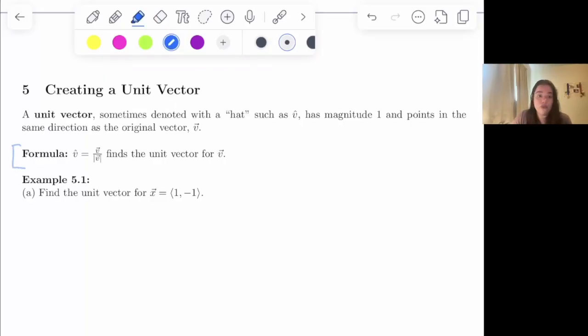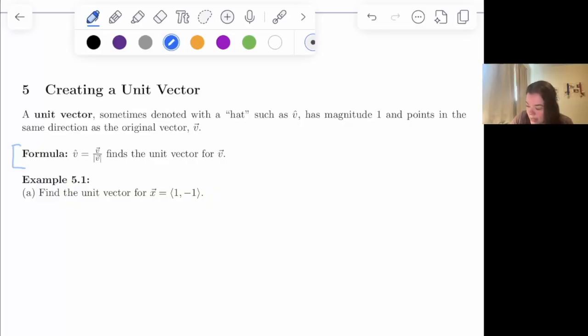Here's a formula on how to find a unit vector for a certain vector, but again, I'm going to walk you through an example. We have a vector x here, and we are asked to find its unit vector. That means the first thing we need to do is find the magnitude of vector x. So, the steps to create a unit vector for x: step 1 is find the magnitude of x. Let's find the length of x.